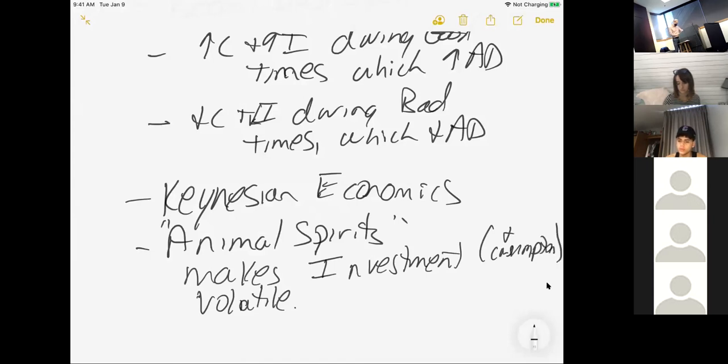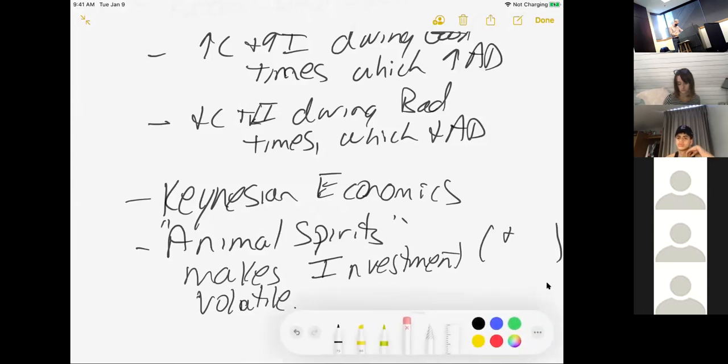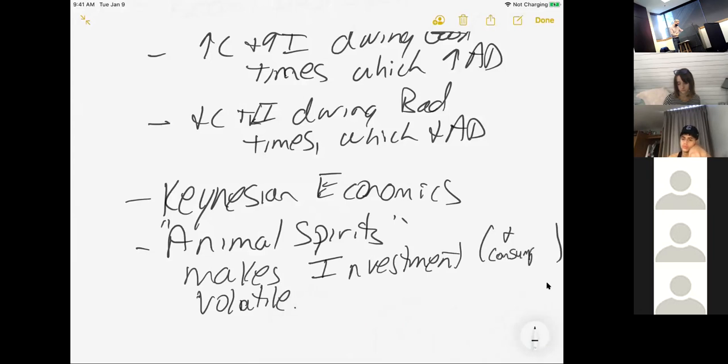Right? Where animal spirits make investment and consumption, but Keynes particularly thought investment very volatile. And as a result, aggregate demand, in Keynes's view, is very volatile. This will become a very important part of recessions in the Keynesian view of the world.